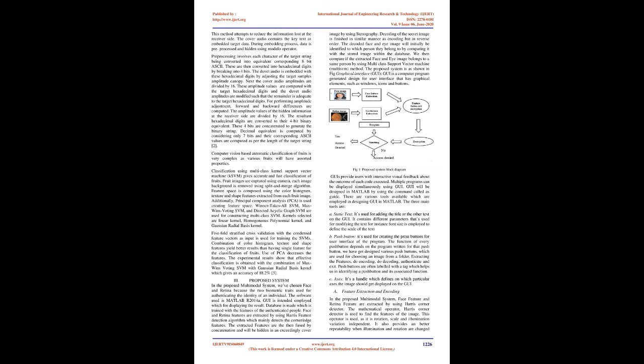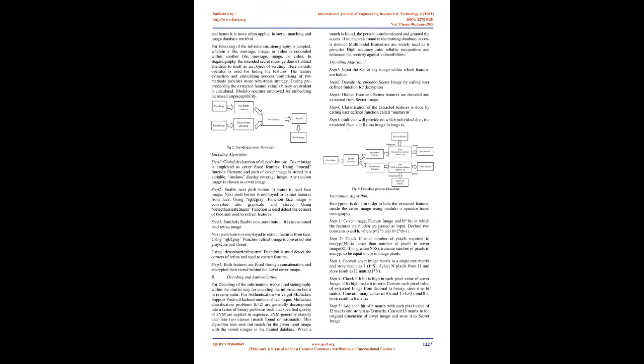Feature space is composed using the color histogram, texture, and shape features extracted from each fruit image. Additionally, principal component analysis, PCA, is used in creating the feature space. Winner takes all SVM, max wins voting SVM, and directed acyclic graph SVM are used for constructing multi-class SVM. Kernels selected are linear kernel, homogeneous polynomial kernel, and Gaussian radial basis kernel.